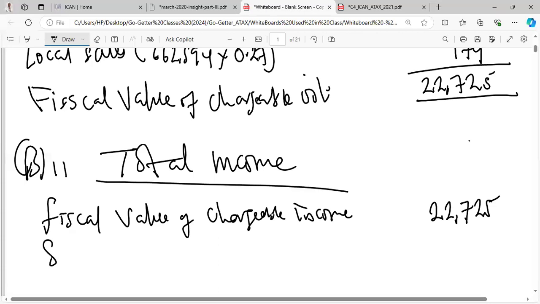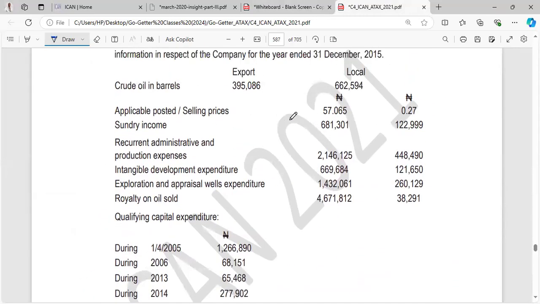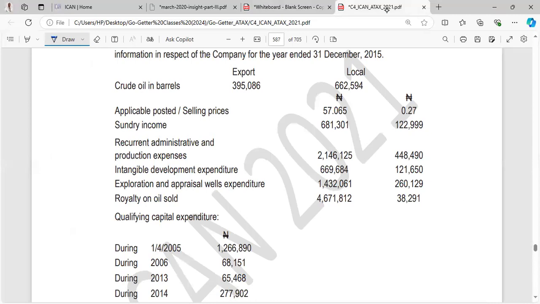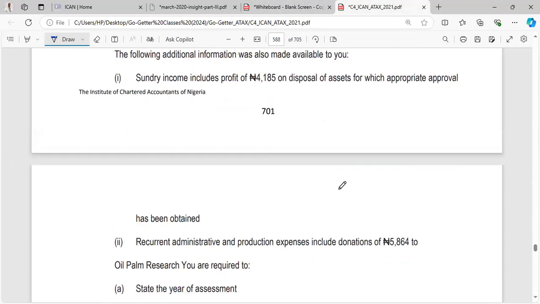Then we have sundry income. How much is the sundry income? We are told that sundry income, we add this to here, 681,301 plus 122,999. Then there are adjustments they made us know here.